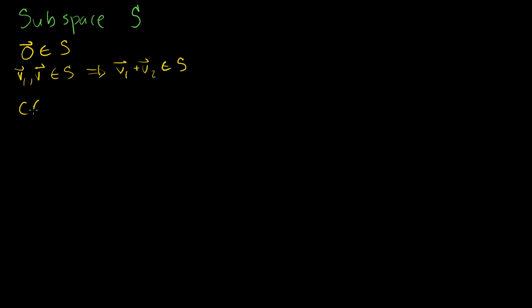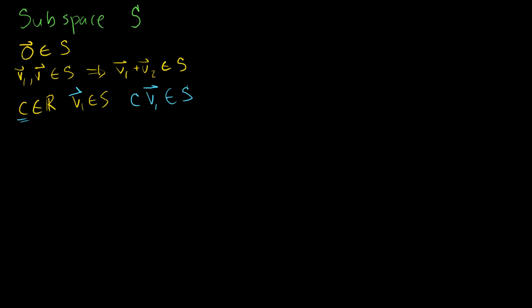So if c is a real number, just a scalar, and v1 is a member of my subspace, then if I multiply that arbitrary real number times v1, I'm going to get another member of the subspace. So it's closed under multiplication. These were all of what a subspace is. This is our definition of a subspace. If you call something a subspace, these need to be true.